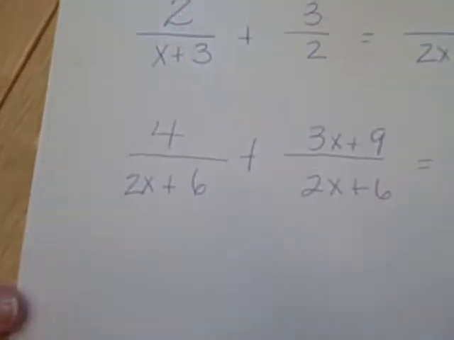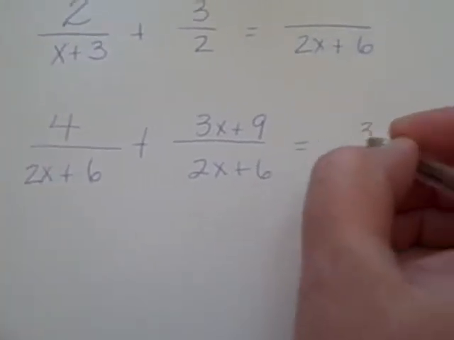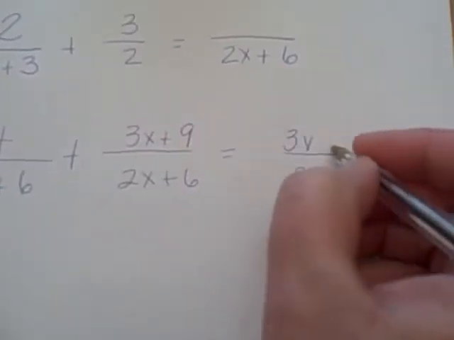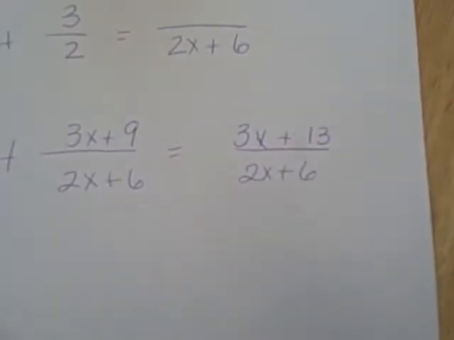And now we have our common denominator that runs right across the problem. We just have to add together the two numerators. So I have 3x. The 4 plus the 9 makes 13. So I have 3x plus 13. Answer solved. Problem solved.